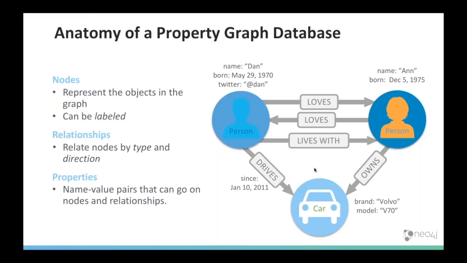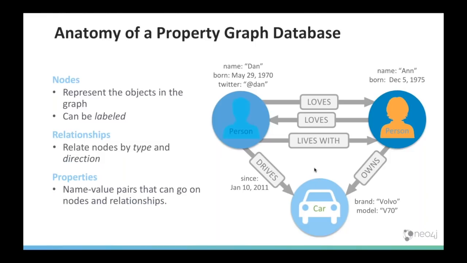Neo4j doesn't, out of the box, enforce a schema in the same way that a relational database does. You can have different properties, different types of properties associated with nodes that have the same label, and that can grow and change over time. So it really enables a very agile, iterative approach to setting up your database.